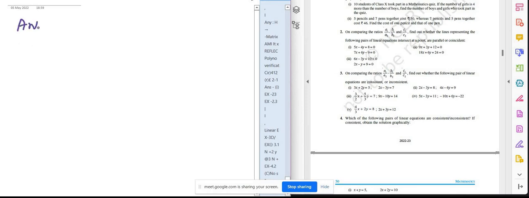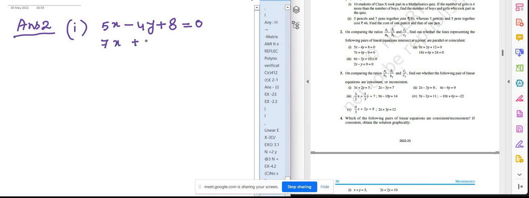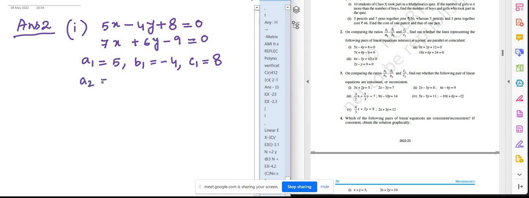Now, answer 2. I'm showing first question. 5x minus 4y plus 8 equals to 0. 7x plus 6y minus 9 equals to 0. So here A1 equals to 5, B1 equals to minus 4, C1 equals to 8. So from first equation you write A1, B1, C1. So A1 equals to 5, B1 equals to minus 4 and C1 equals to 8 and A2 equals to 7, B2 equals to 6, C2 equals to minus 9.